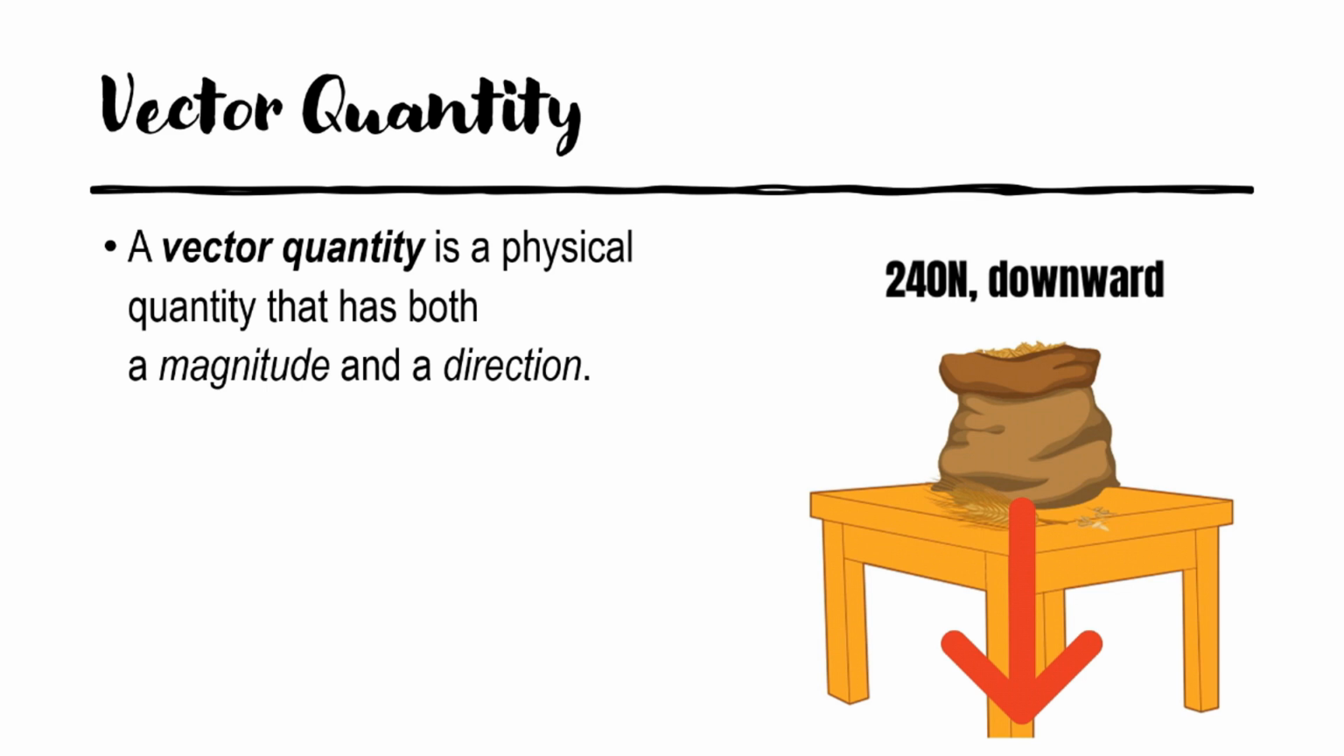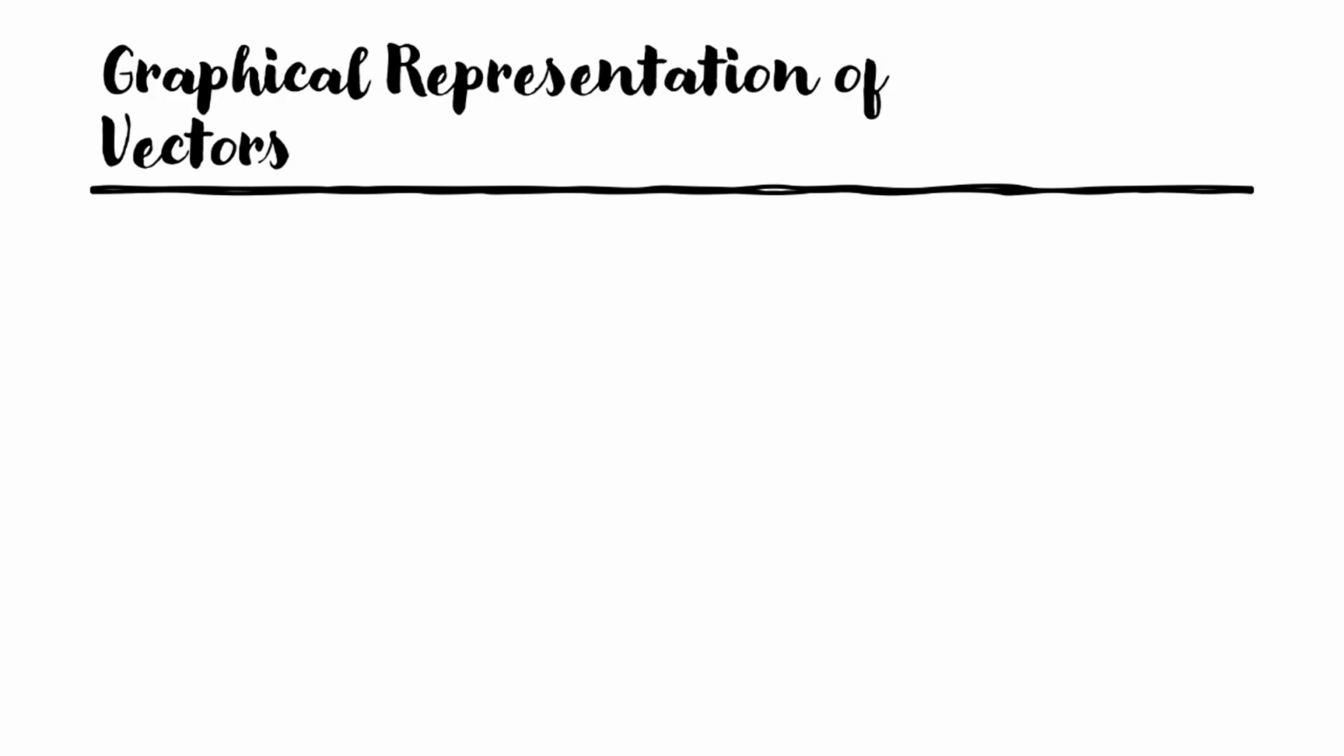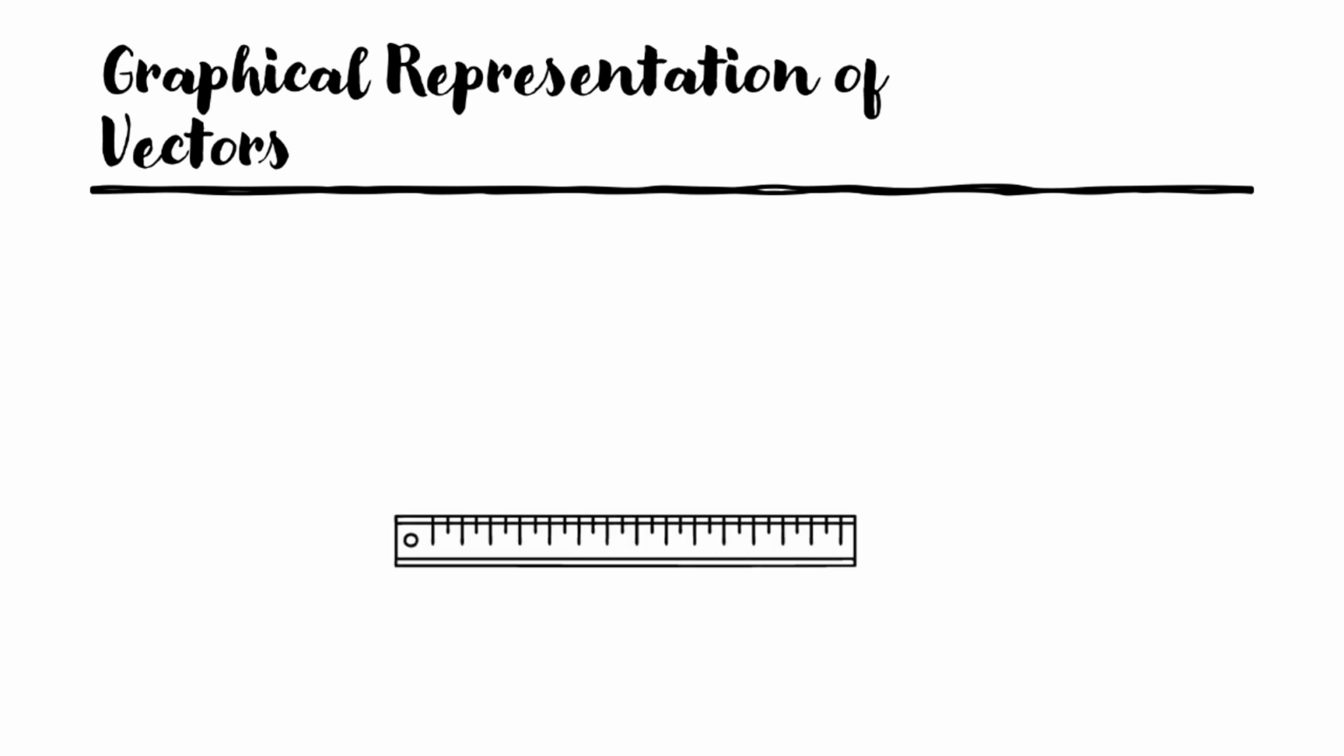Vectors are drawn as arrows. An arrow has both length, which represents the magnitude of the vector, and an arrowhead, which represents the direction of the vector. In this case, the arrow points to the east or to the right.